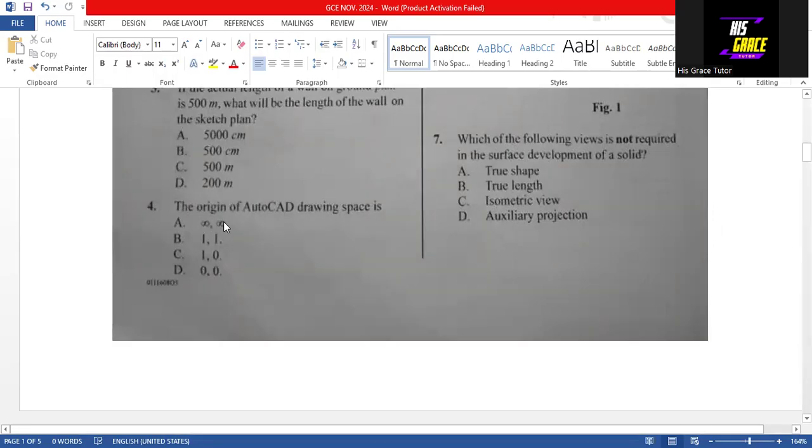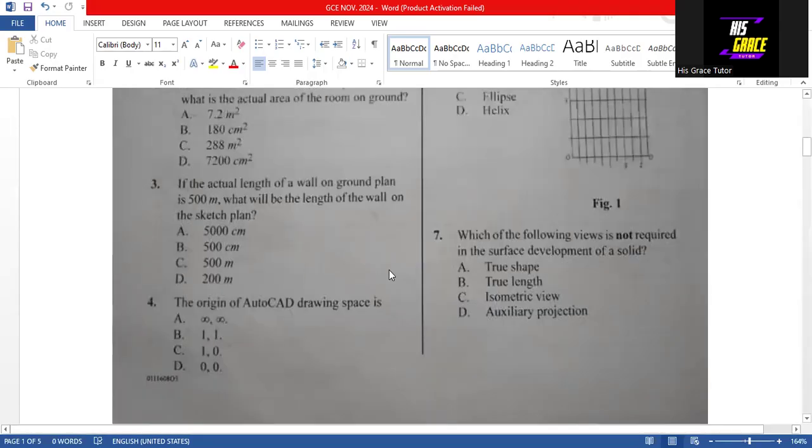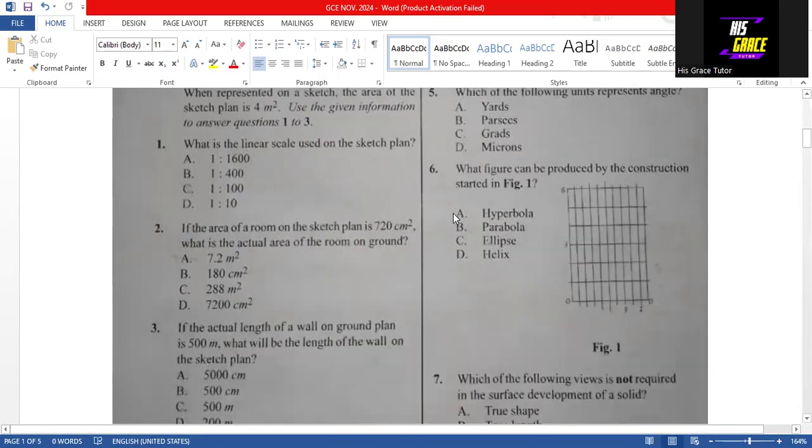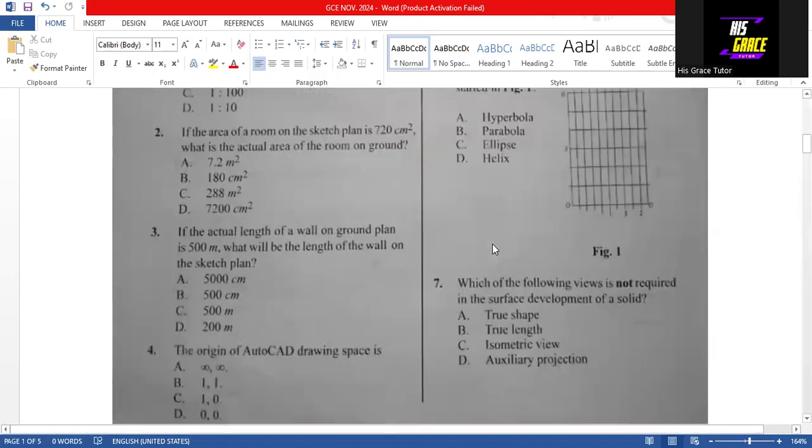Question 4 says that the origin of AutoCAD drawing space is 0, 0. That is option D. Okay, then question 5 says, which of the following units represent angle? The answer is option C, that is grads. Then question 6 says, what figure can be produced by the construction started in figure 1? The answer is ellipse. That is option C.